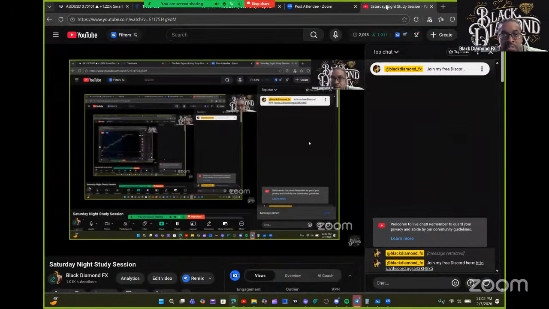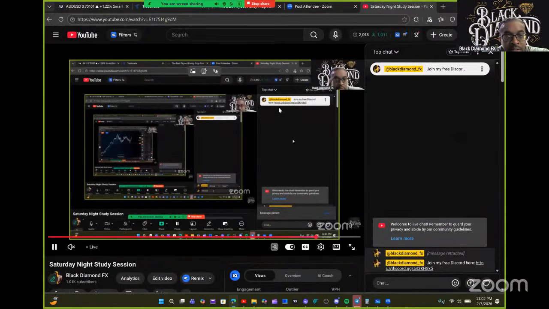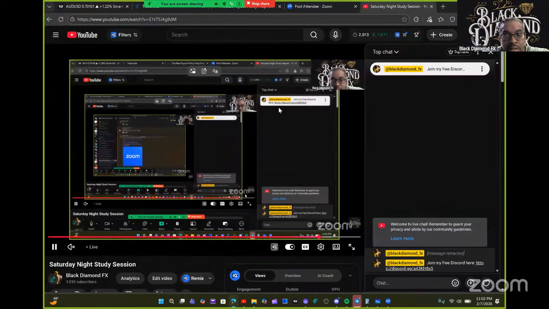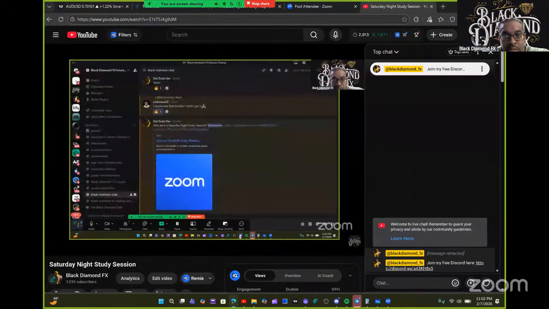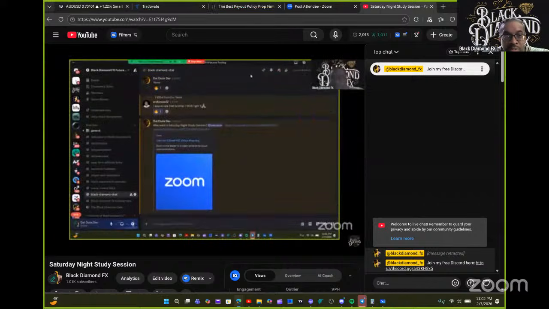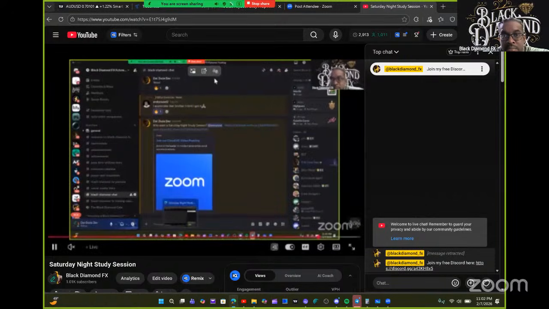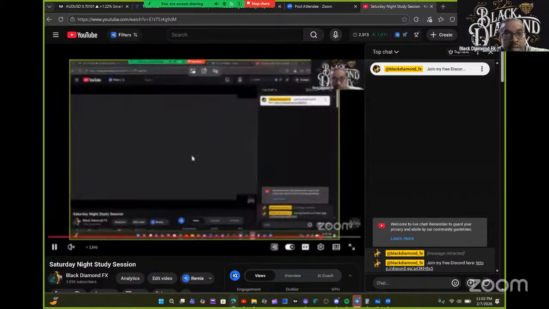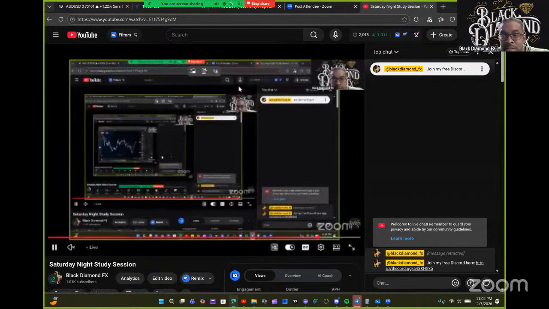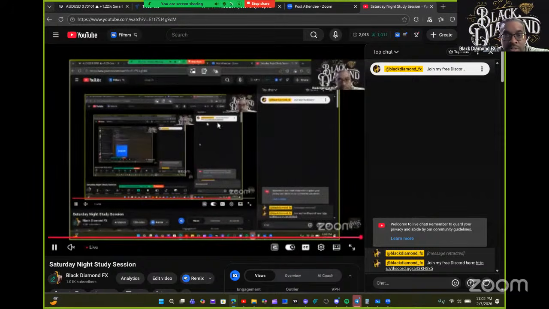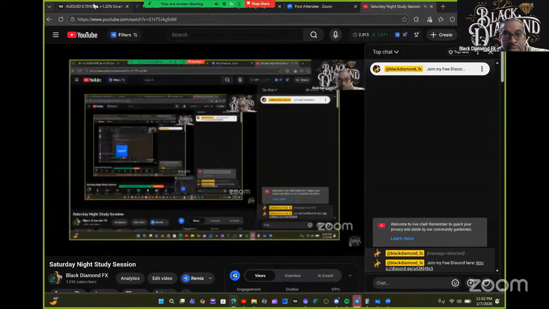Wait, why is it showing like this here? Why is it showing like that? I don't know what's going on. What's the deal? I don't know why it's showing like that. Zoom. I'm trying to see exactly what the issue is. Why is it showing these multiple screens? I don't know what's going on.